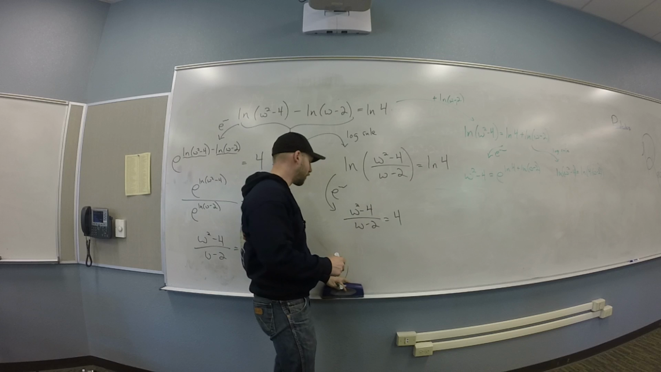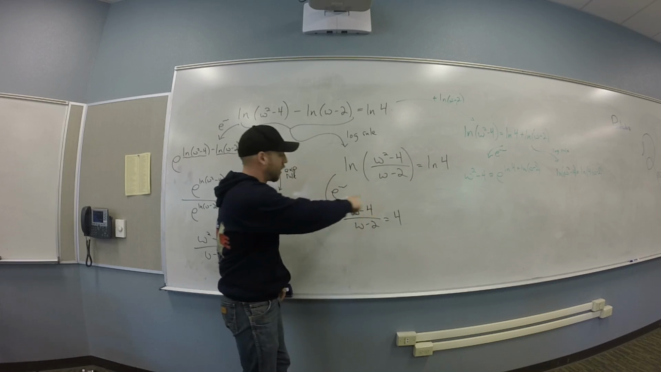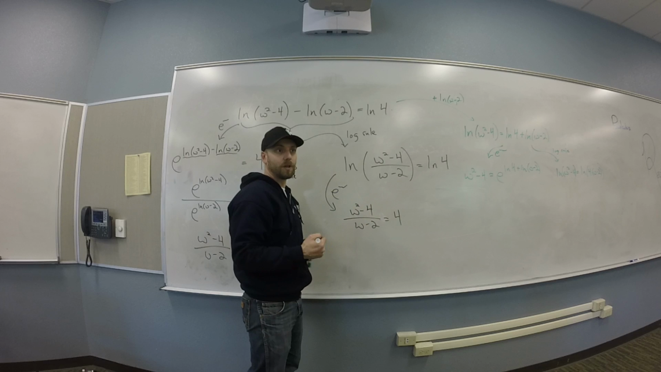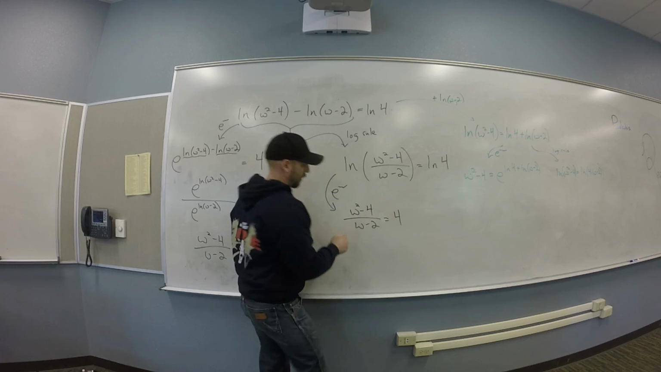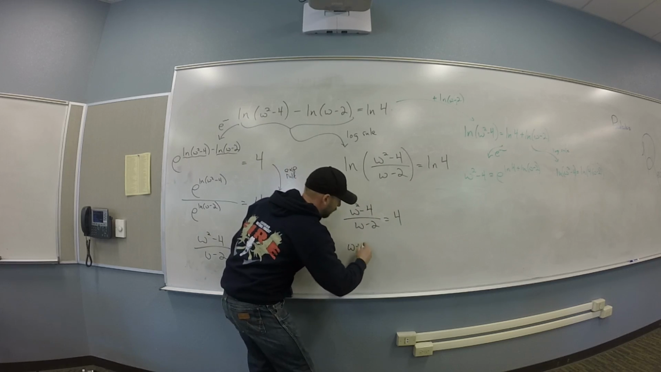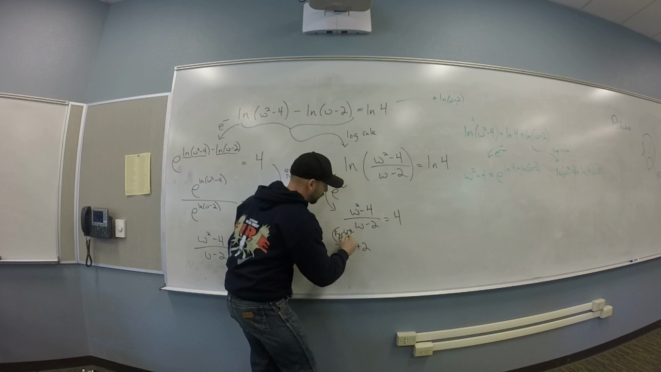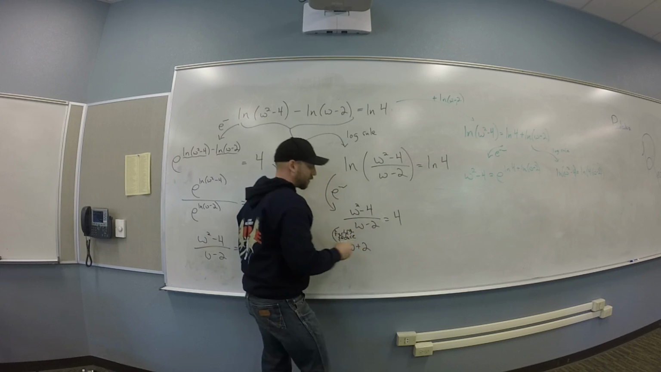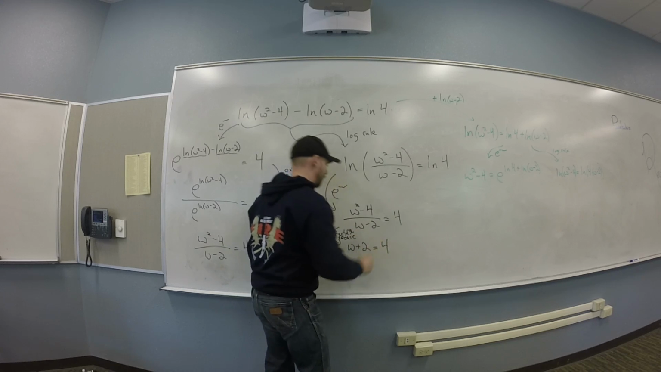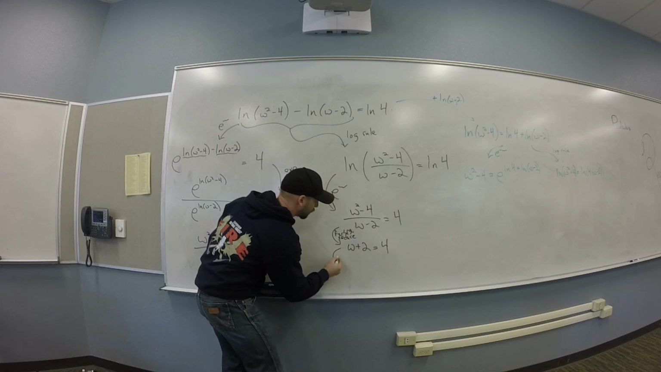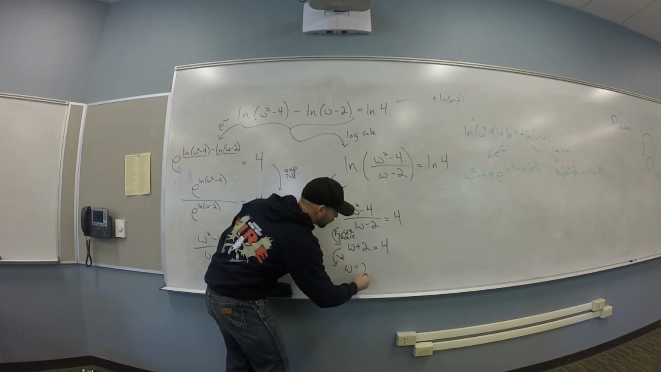So if you want to finish any one of these off, you're always going to get to this spot or to this spot with the w minus 2 multiplied to the other side. So if you factor and reduce, you get W plus 2 equals 4. And you'll subtract 2 from both sides, so you get W is 2.